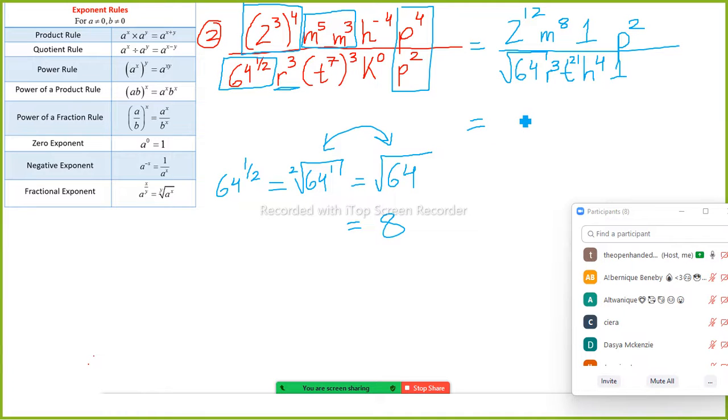So we are left with 2 to the 12th power, m to the power of 8, p squared, all over the square root of 64, which is 8, r to the 3rd power, t to the power of 21, h to the power of 4. And then we're done. Did anyone get it?